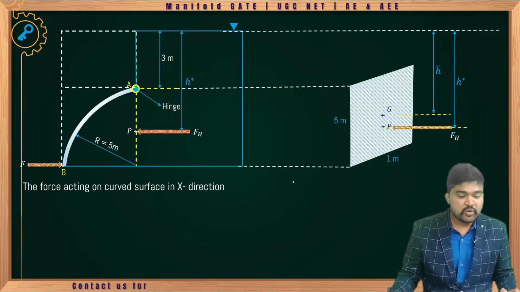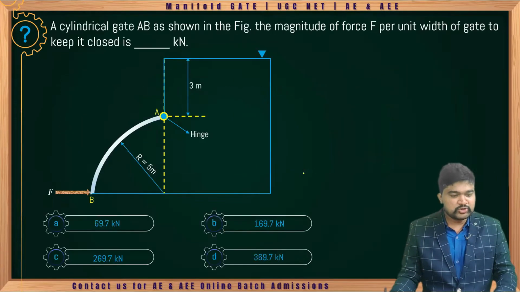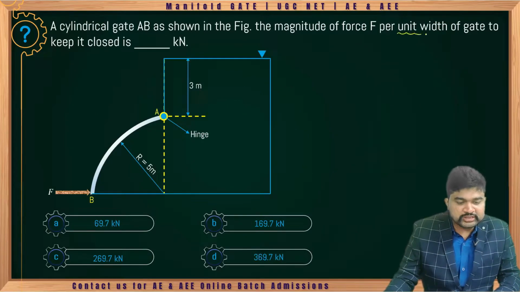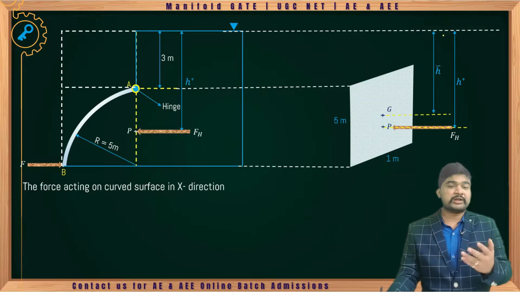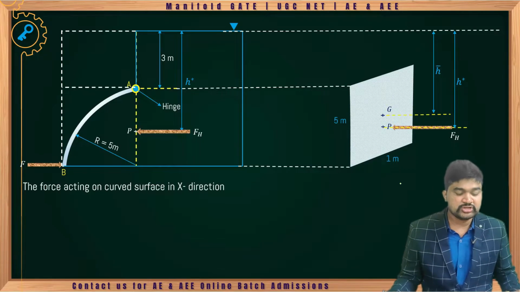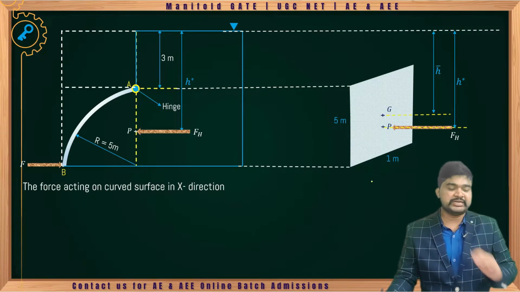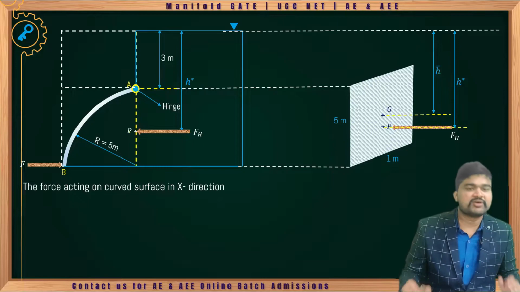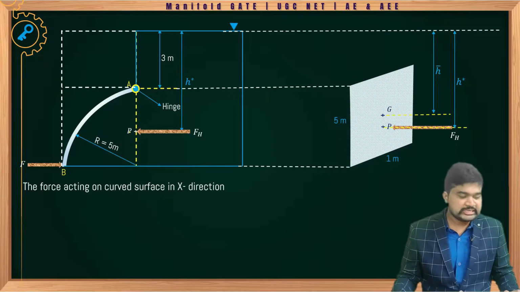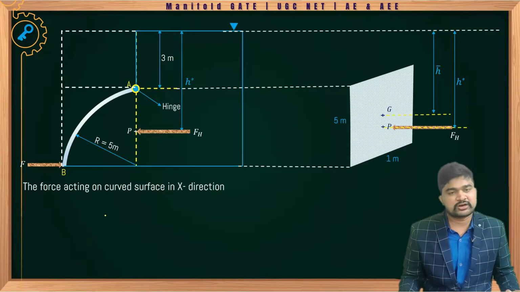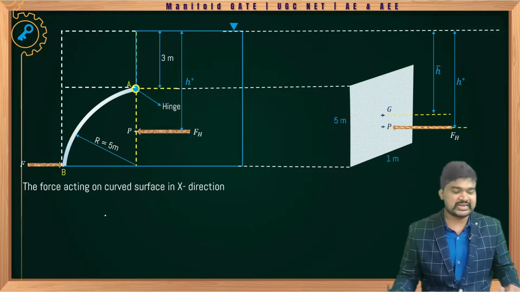Here, what is the width of the gate? Per unit width means width equal to 1 meter you can take, no issue. So the width of the gate is 1 meter. Okay, so radius 5 meter. Now we need to determine the force acting on the curved surface in x direction.